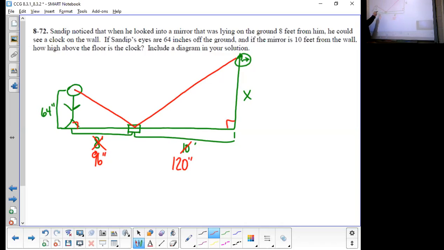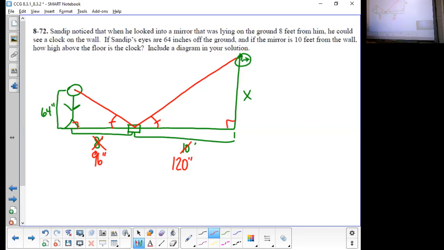The thing you need to know is when you reflect into a mirror and out again, that angle of reflection is equal. So what do I know about these two triangles here? They're similar. Okay, so I've got similar triangles. That means I can set up a ratio and solve it for x, and that will help me find out how high up the wall the clock is.